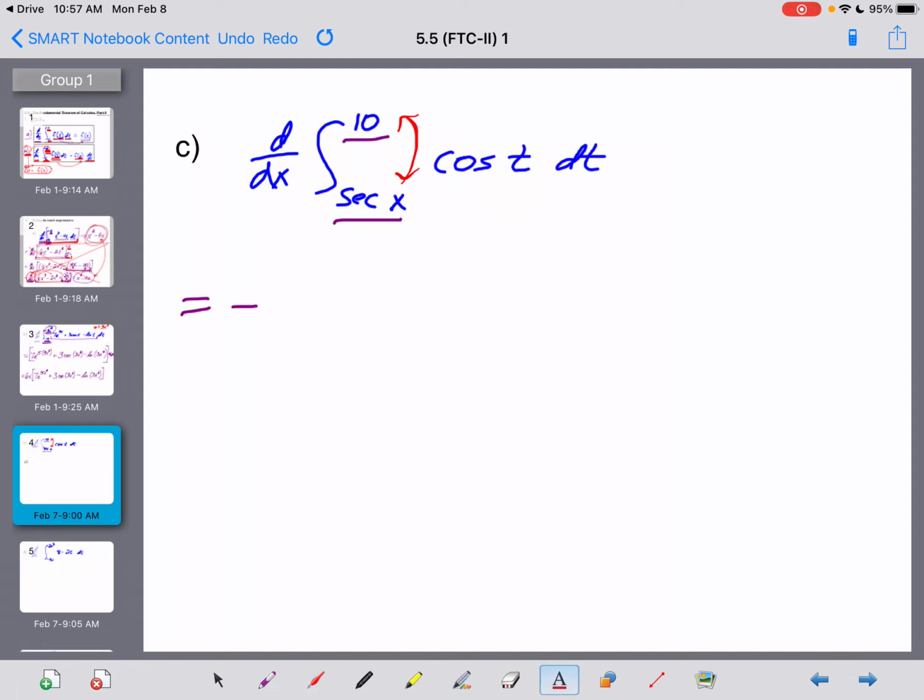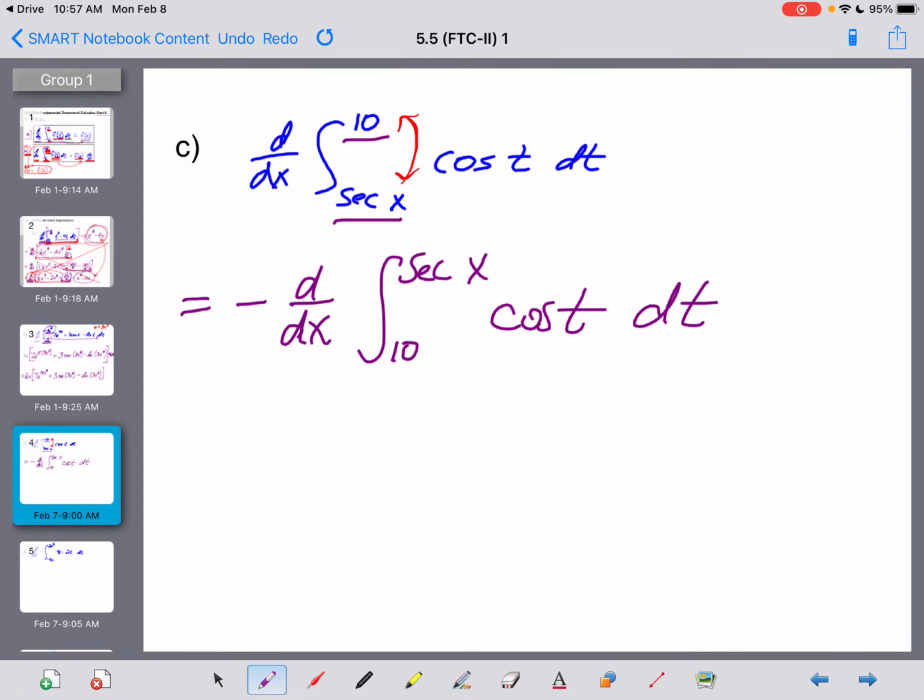So this is the opposite now of, and I've done it again. Don't do that. There we go. Okay, so let's try it again here. The opposite of the derivative with respect to x of the definite integral from 10 on the bottom to secant of x on the top of the cosine of t dt. And now things are where we want them to be.